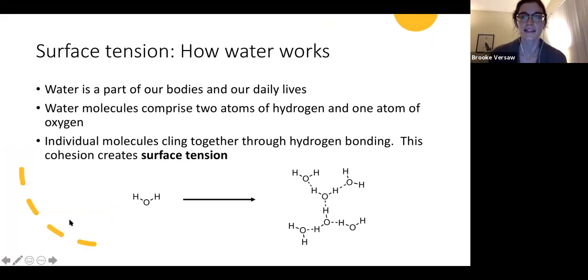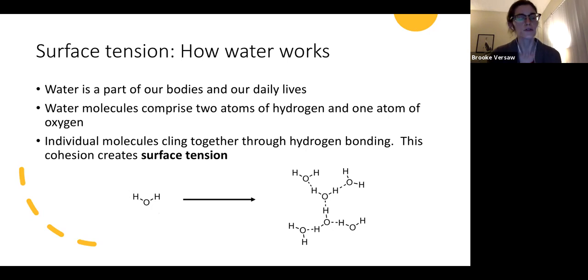So the first thing I'd like to do is explain a little bit how surface tension functions. So we know that water is a part of our bodies, it's a part of our daily lives. We drink it, we see it in the ocean out here and in lakes. But what I do as a chemist is think a lot about water on a molecular level. And so some of you may know that water molecules are 2 parts hydrogen and 1 part oxygen. So if you can see my cursor, the structure on the left is 1 molecule of water.